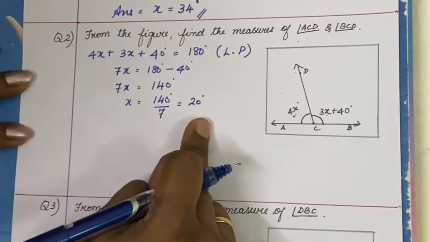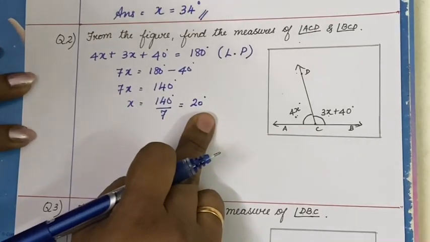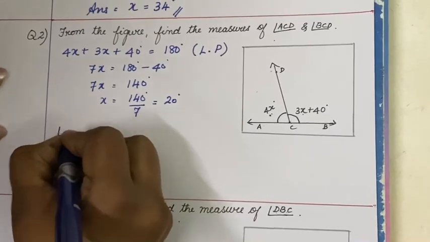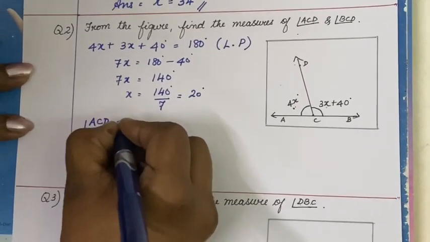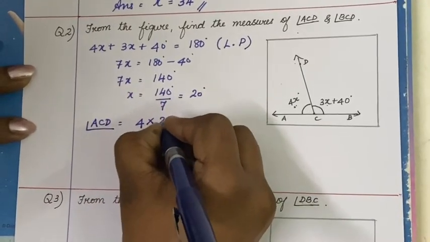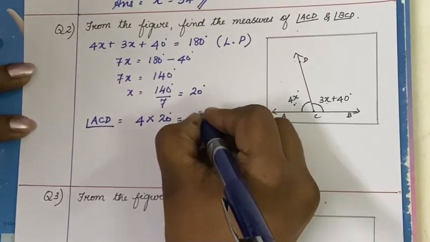Like I told in the previous video, if we stop with this, we will not be getting the full mark, because here they are asking us to find the measure of angle ACD. ACD is equal to 4 into x. X is equal to 20 degree. So it is 80 degree.